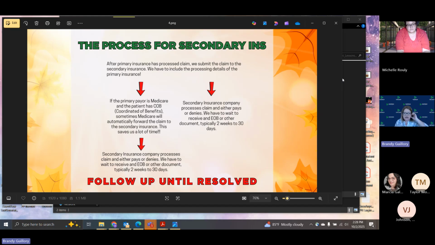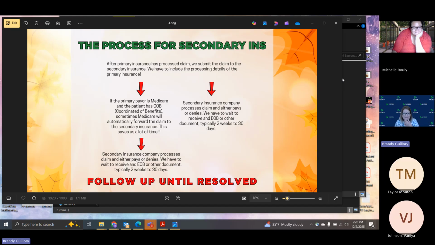All right, so after Medicare processes and it goes to the secondary, the insurance company processes the claim and again either pays or denies. We have to wait to receive that EOB or other document. And again, that's 2 weeks to 30 days, depending on the company. Okay.